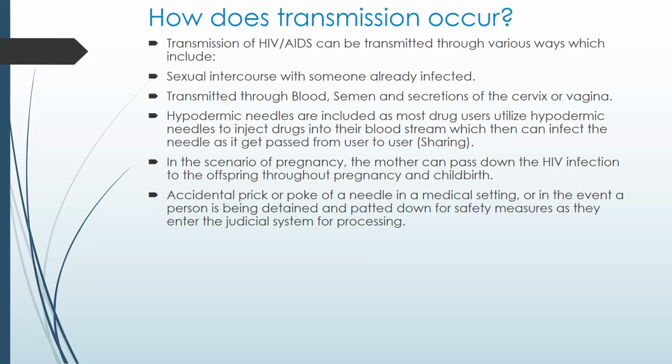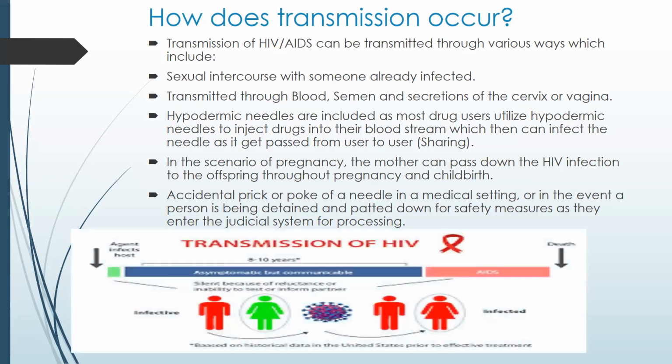In the scenario of pregnancy, the mother who has the HIV infection can transfer that to the offspring during the duration of the pregnancy and throughout childbirth. Another example is an accidental prick or poke of a needle, say in a medical setting or a situation where a person is being detained and patted down for safety and security measures by an officer or clinician staff as they enter the judicial system for processing. Accidental pricks are known to happen, which could also transfer the infection from one to the other.